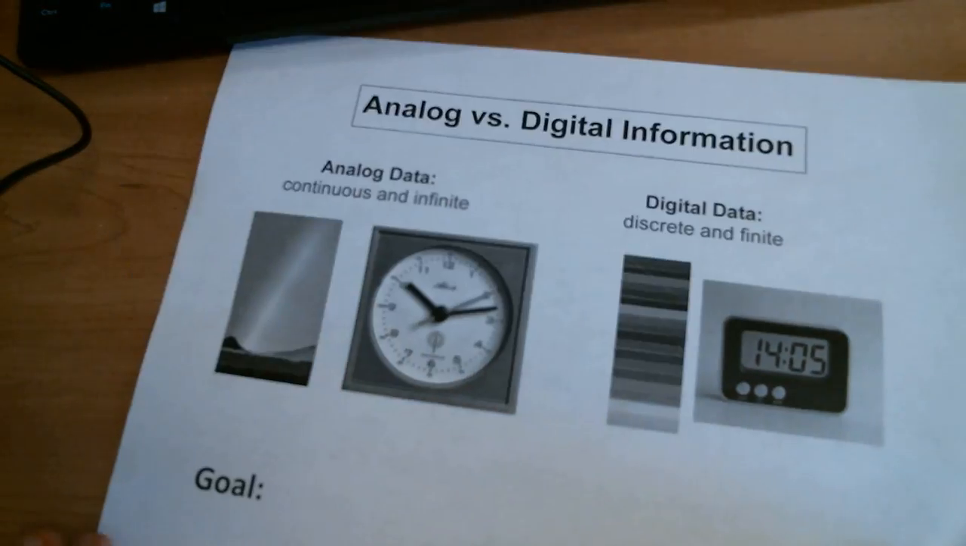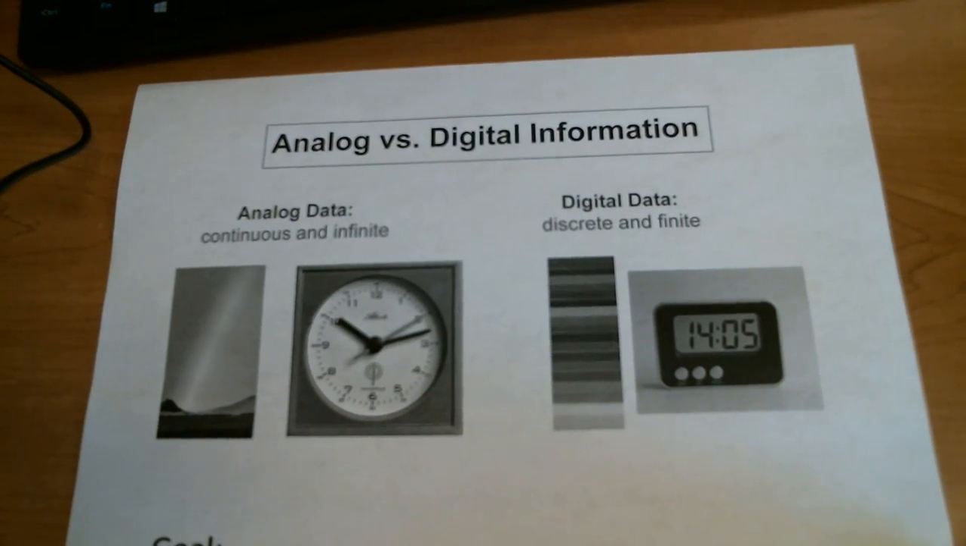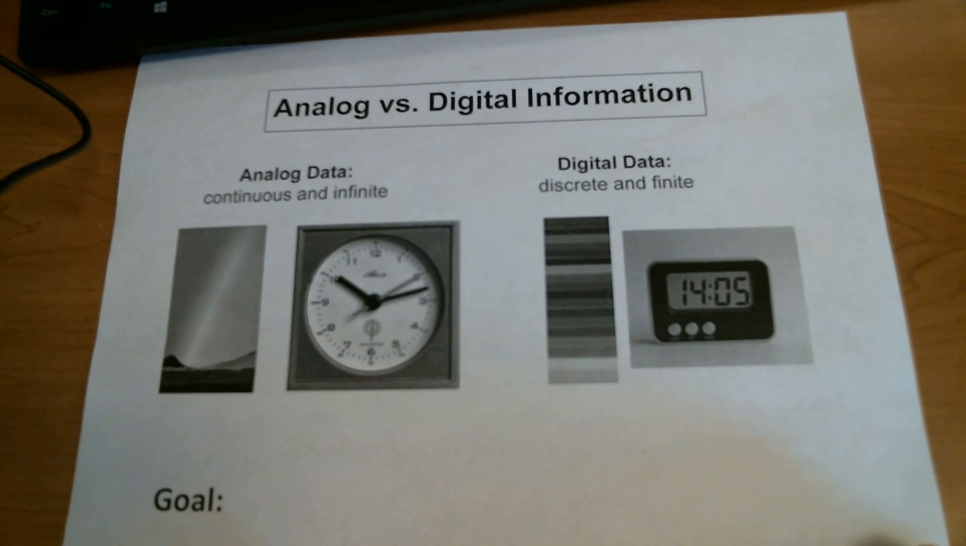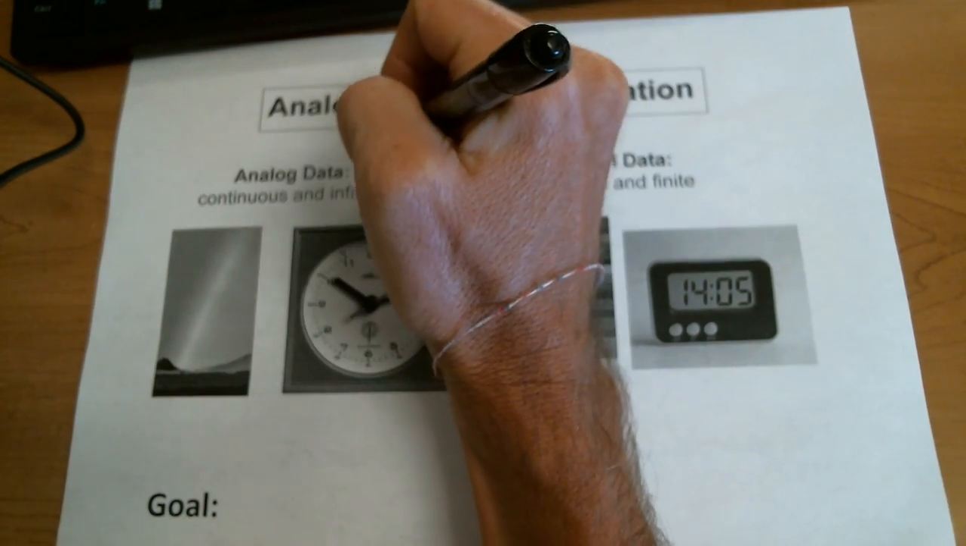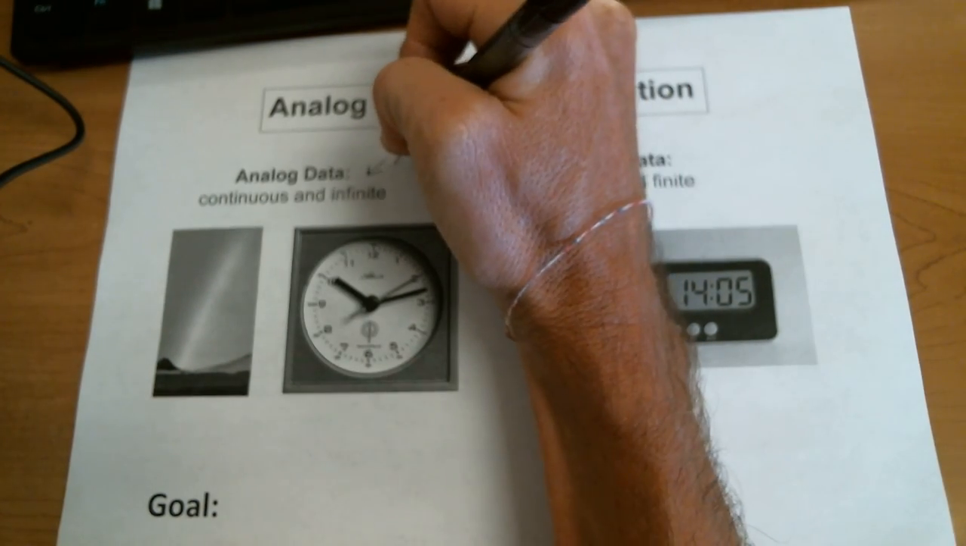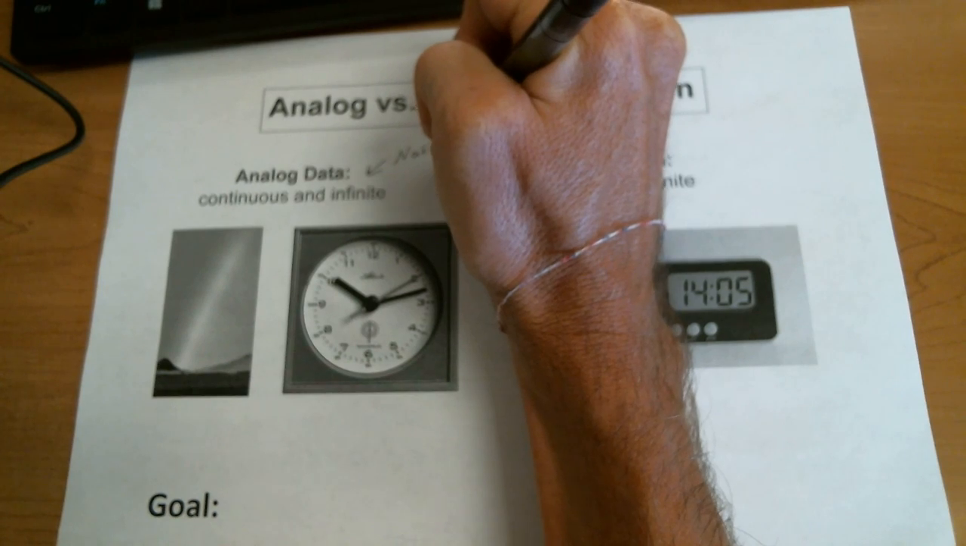And we're going to talk about the idea of analog versus digital information. All right. So analog data, continuous and infinite, digital data, discrete and finite. So let's talk about what that really means. Analog data is usually what we see in the natural world.